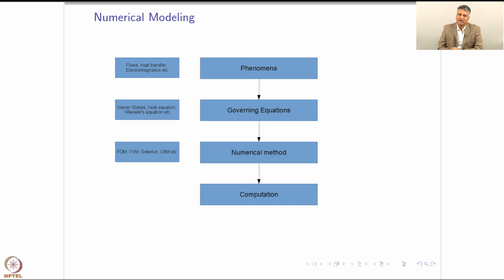For example, we have the Navier-Stokes equation, which deals with fluid flow. You have the heat equation, which deals with heat transfer, Maxwell's equations, which deal with electromagnetics, and so on and so forth. As mentioned several times, these PDEs do not have closed form solutions. So hence we resort to breaking them down into a series of algebraic equations using some sort of numerical method. You could have different kinds of numerical methods like finite difference, finite volume, Galerkin, lattice-Boltzmann, and so on and so forth. Let us now try to understand what is really happening.